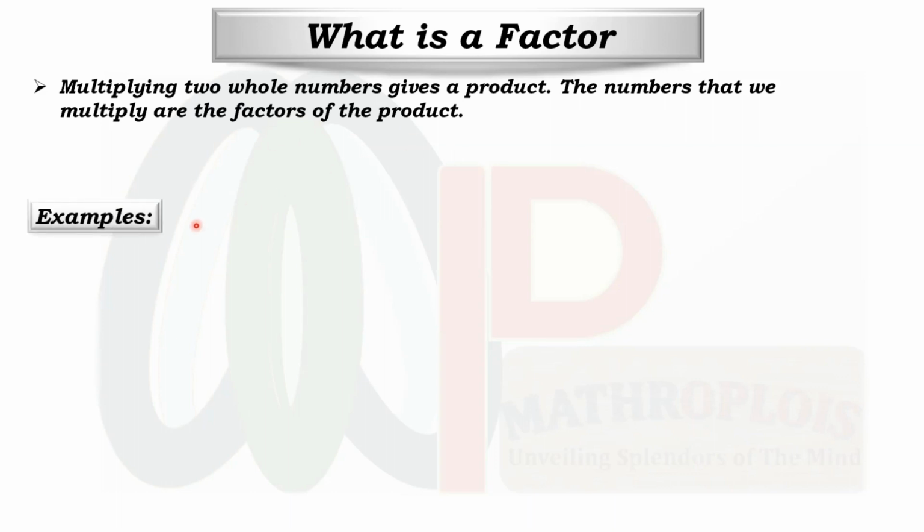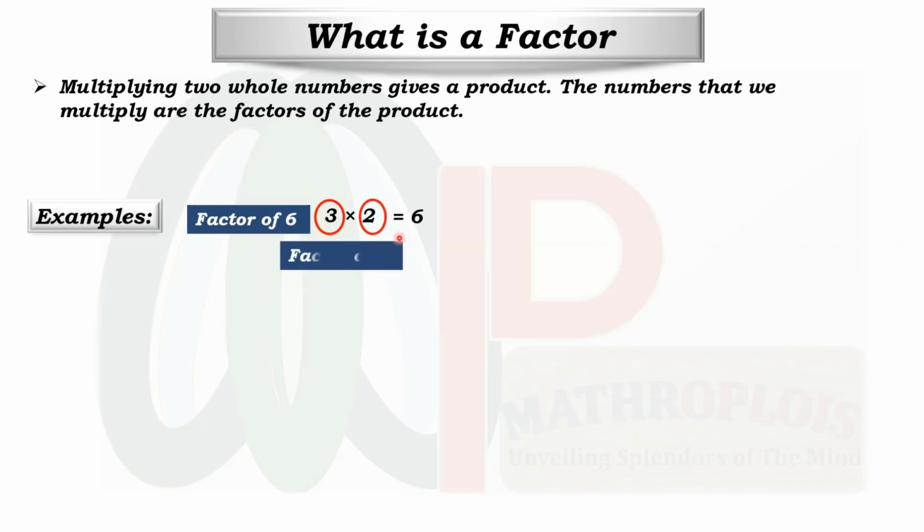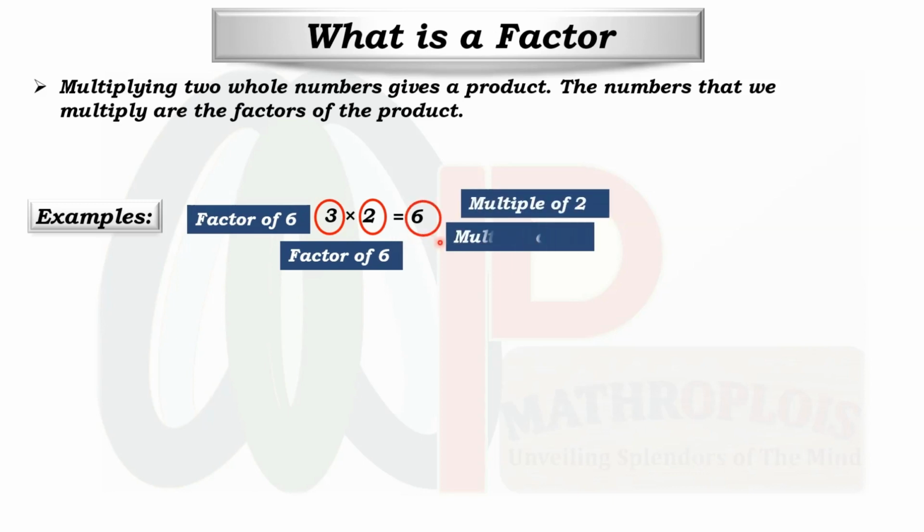For example, whole numbers 3 multiplied by 2 gives a product 6. Here the whole numbers 3 and 2, which have been multiplied, are factors of 6. And the product 6 is called a multiple of 2 and 3.